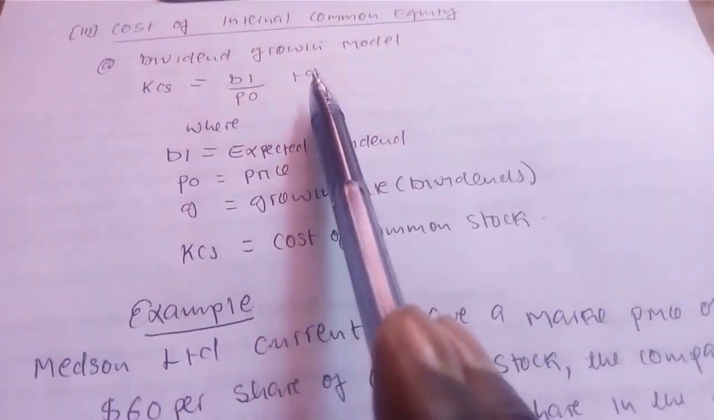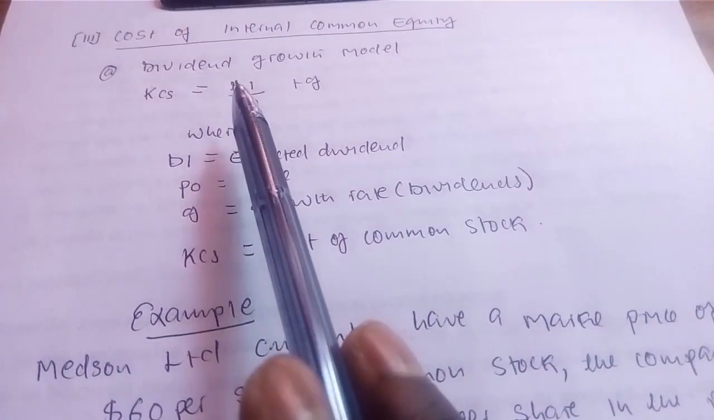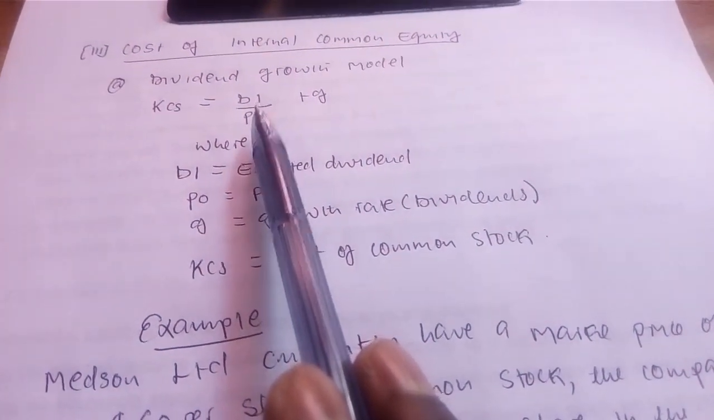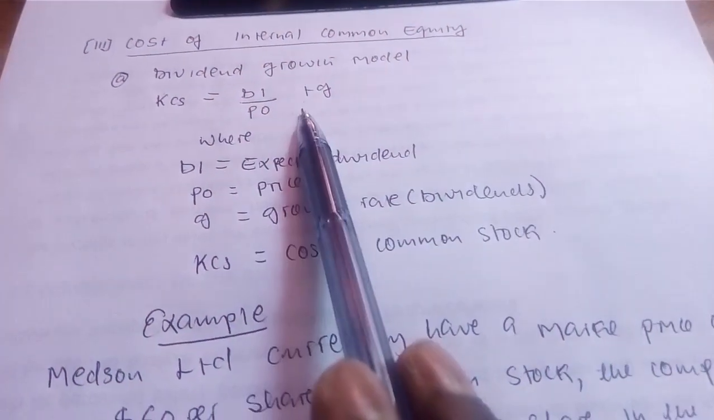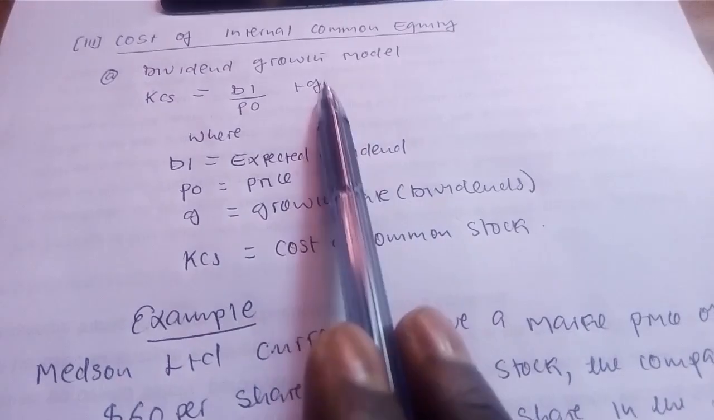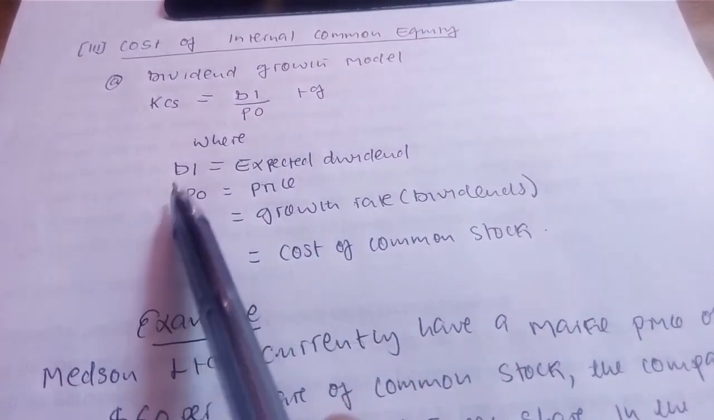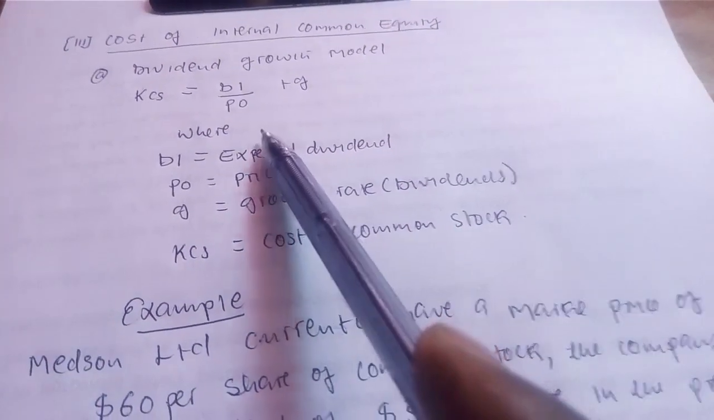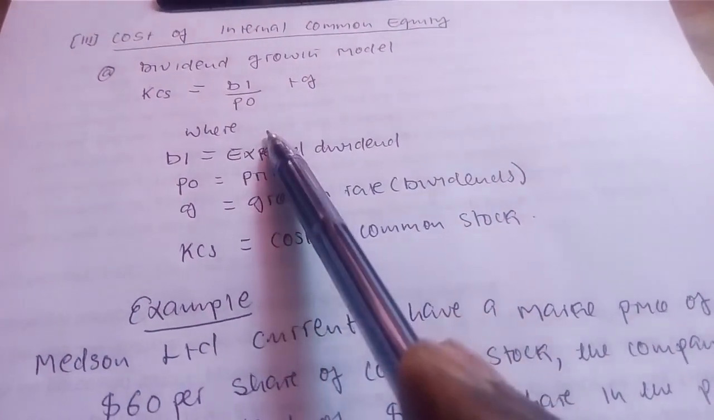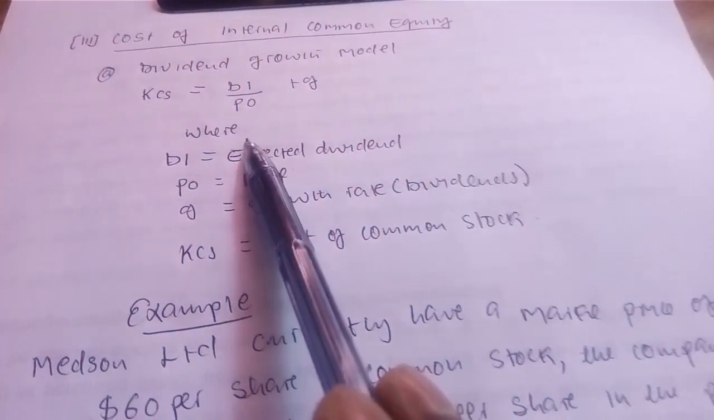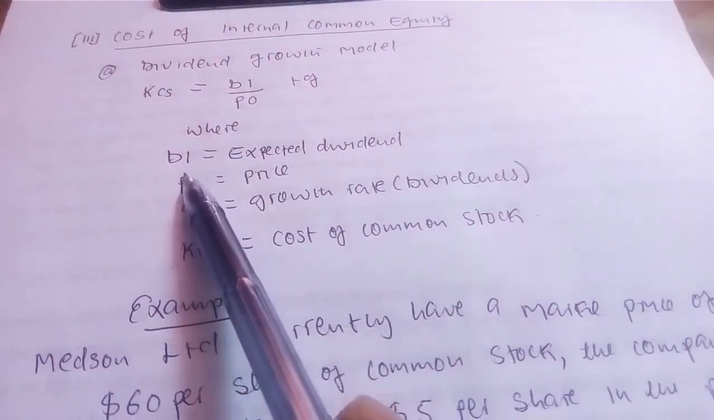In both the internal and external equity, we use two major broadly accepted formulas in finance. The first one being the dividend growth model, which we'll begin with, and then later on we'll look at the capital asset pricing model. You cannot use both formulas to solve one question. It depends on the kind of information that the question has.